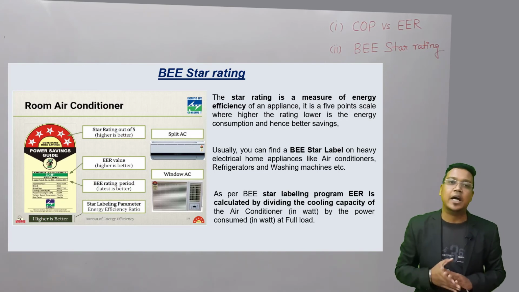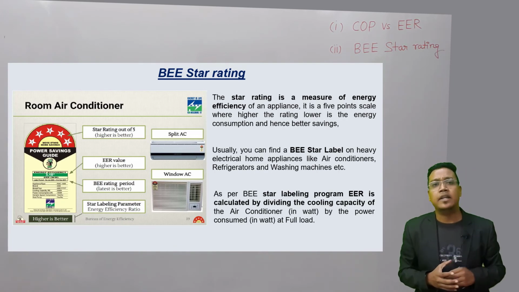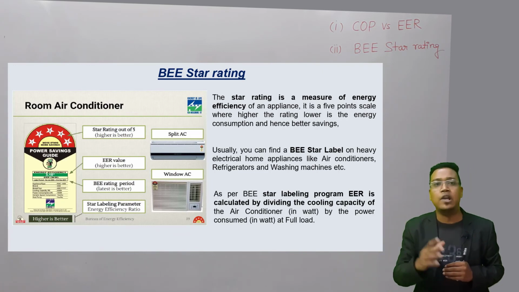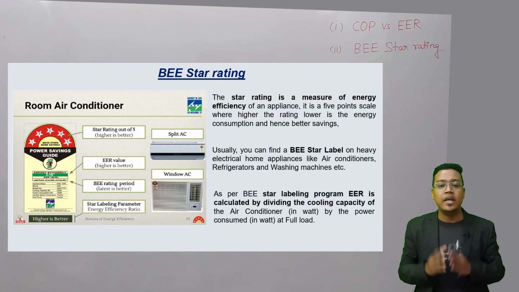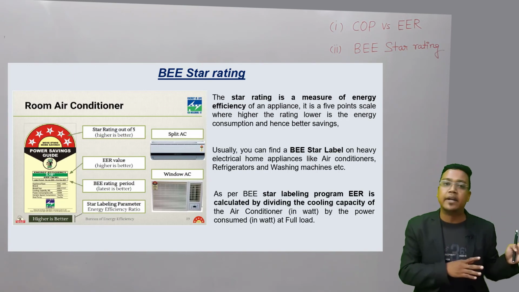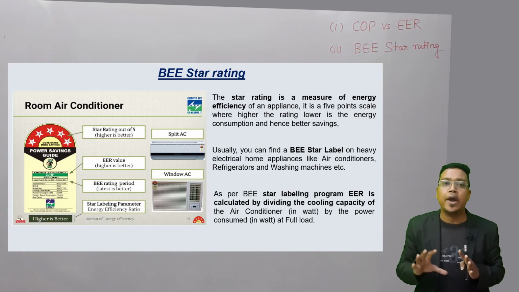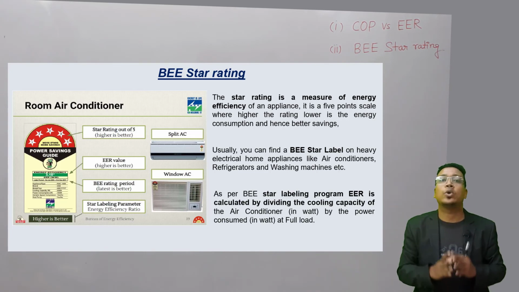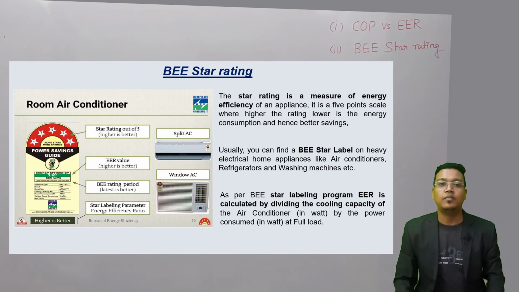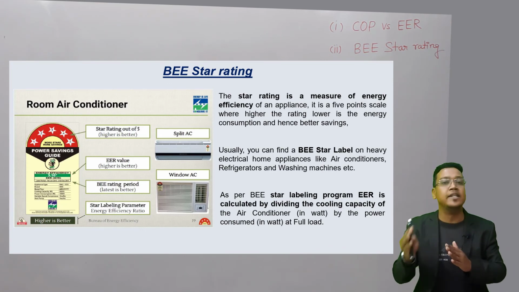Okay friends, now you can easily see the BEE label in the video. In the BEE label, there is a 5 star rating, you can easily see. Then there is the energy efficiency ratio value. Then there is the BEE rating period, which means the latest one is better and the older one is not better. This label shows the complete picture so that you can easily find out whether this machine is better for my home.